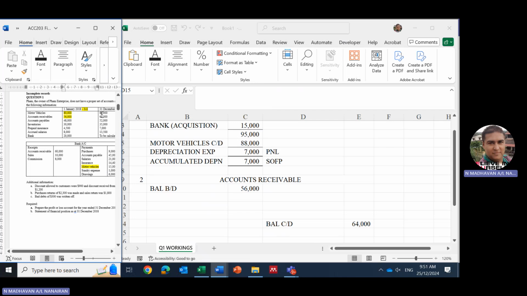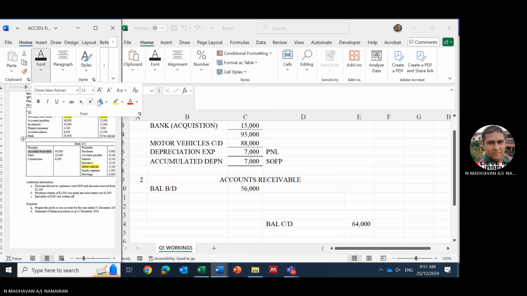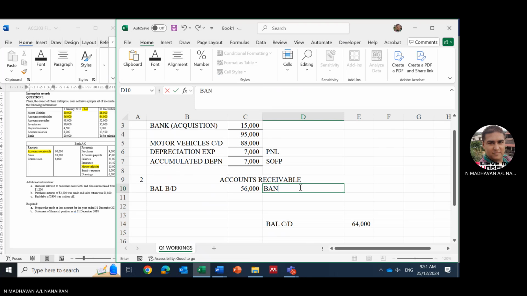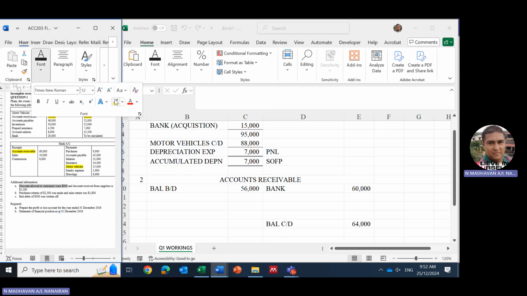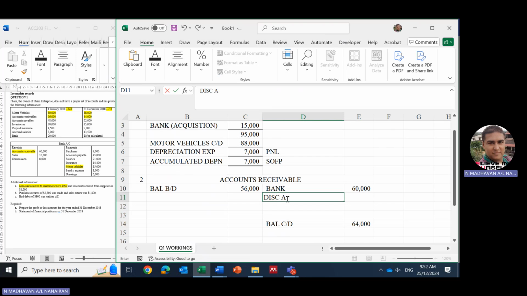Guys, if I'm going too fast, please do let me know. Okay, done. Next, how much you receive from accounts receivable? So bank is 60,000. Next, what else do you have? In the midterm, your accounts receivable and accounts payable, you have lesser details. But for incomplete records, final exam, I make it more details. So therefore, what other details do we have? There is a discount allowed. How much is discount allowed? Discount allowed is 900.